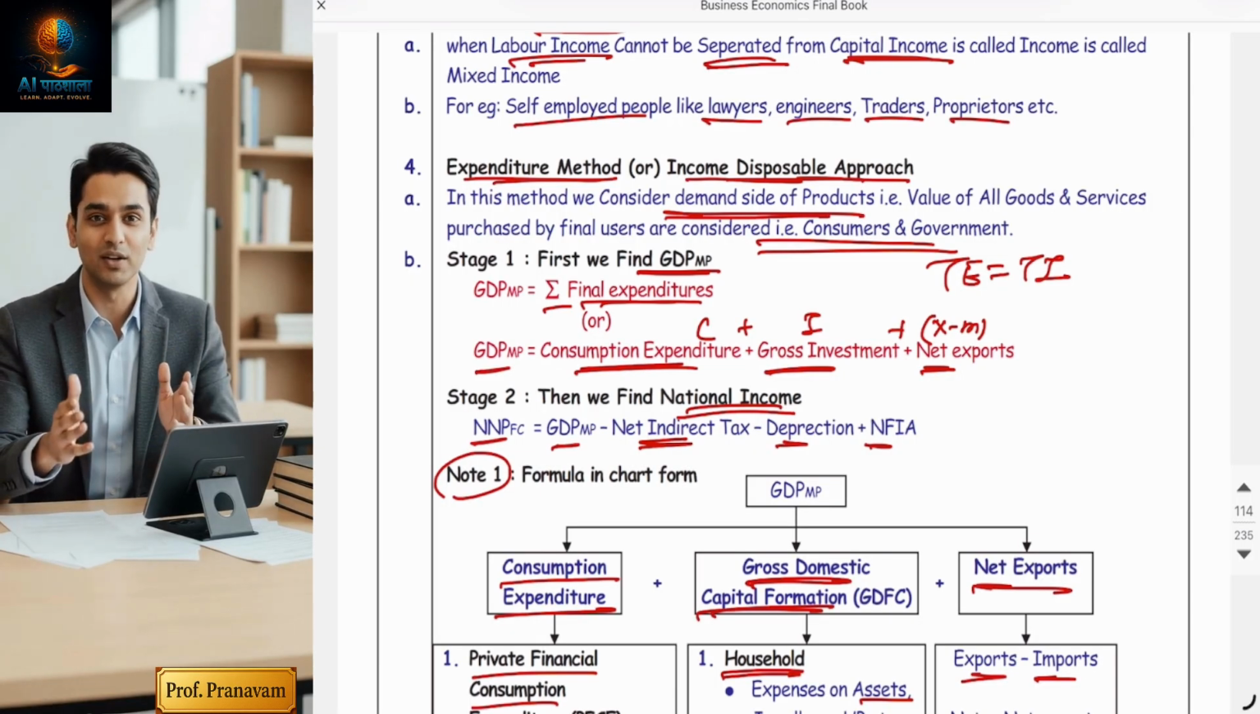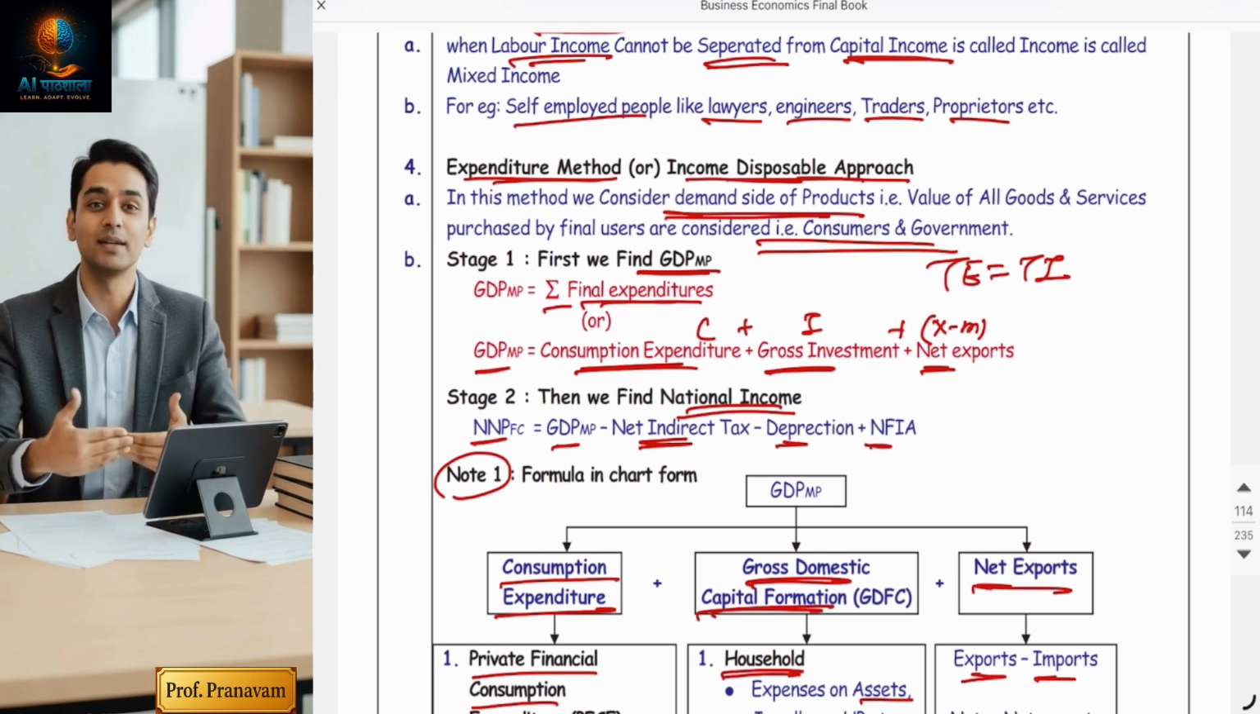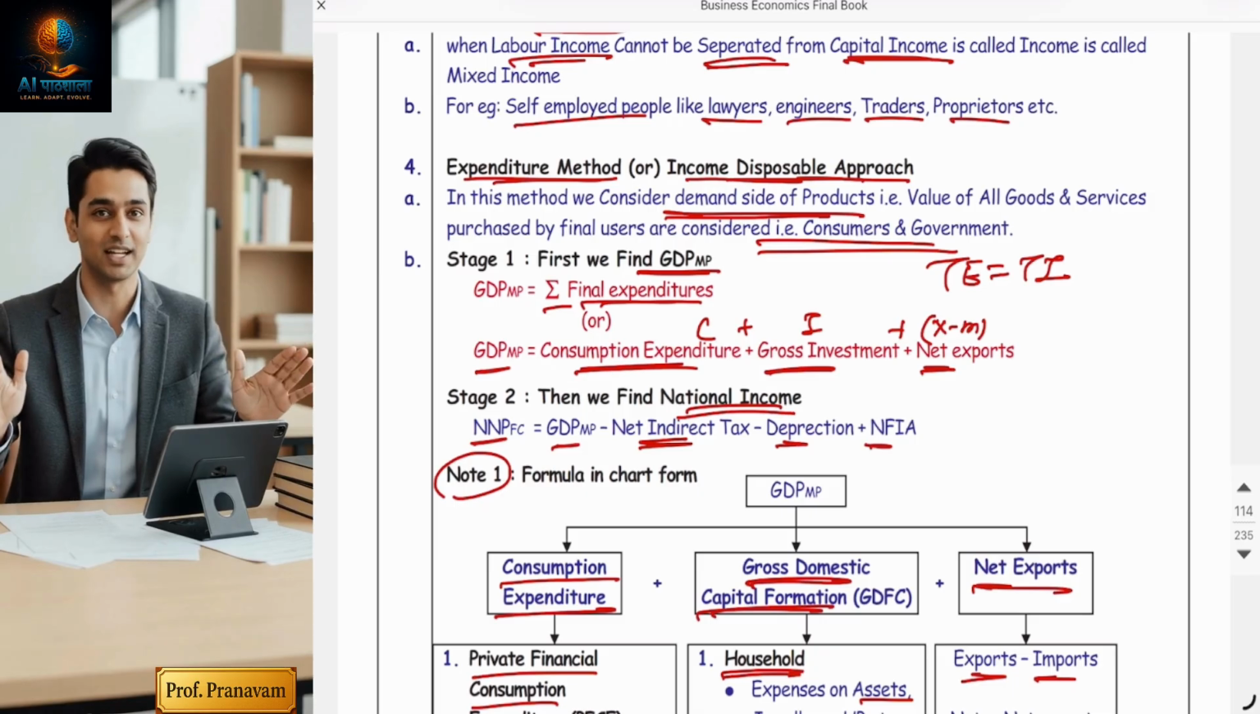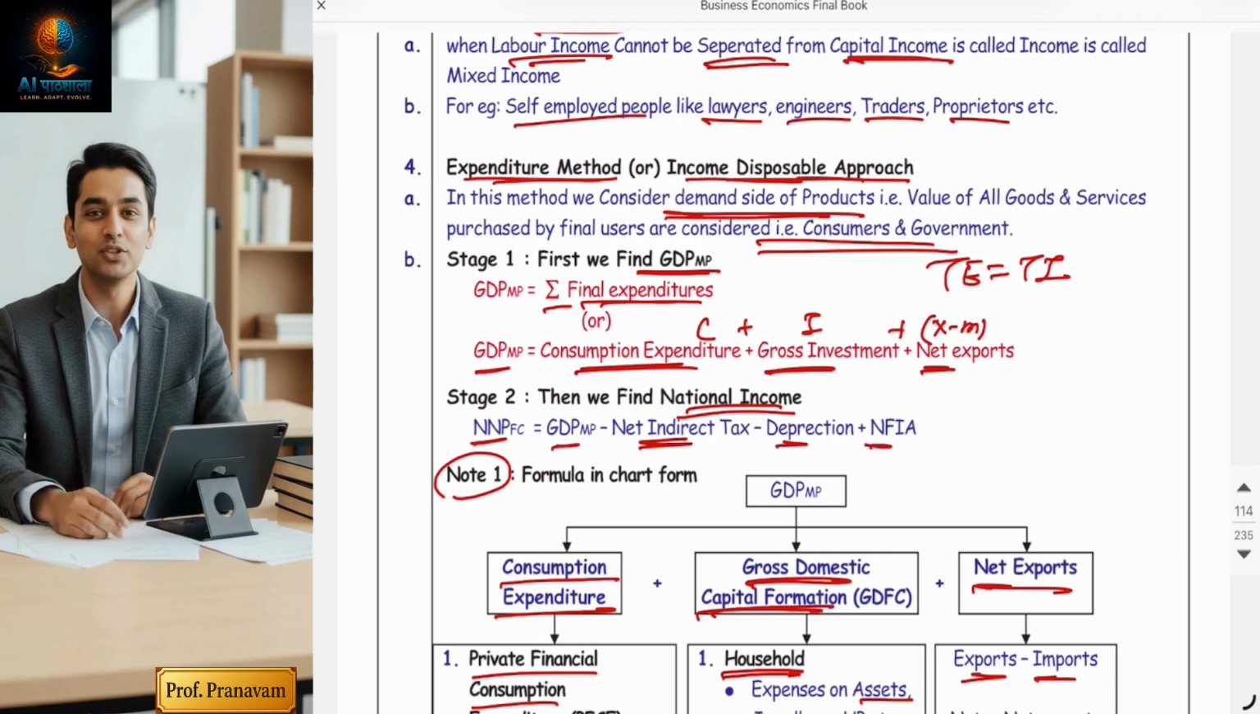Hope you understood this expenditure method also. So these were the methods of calculating national income. There were three methods, but out of all three, the best method is actually the income method.